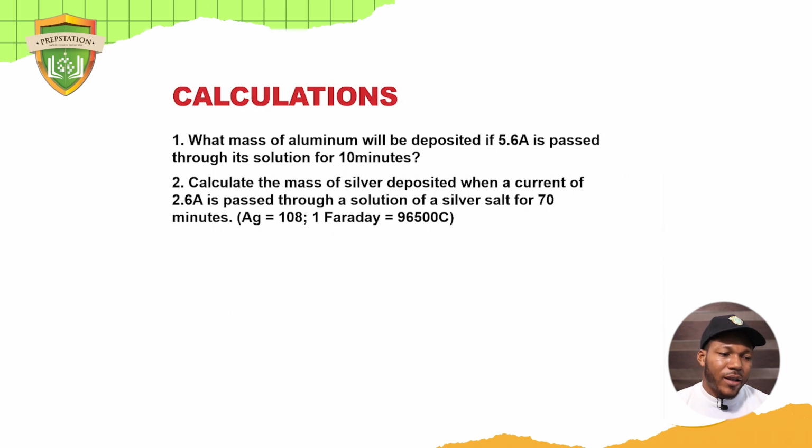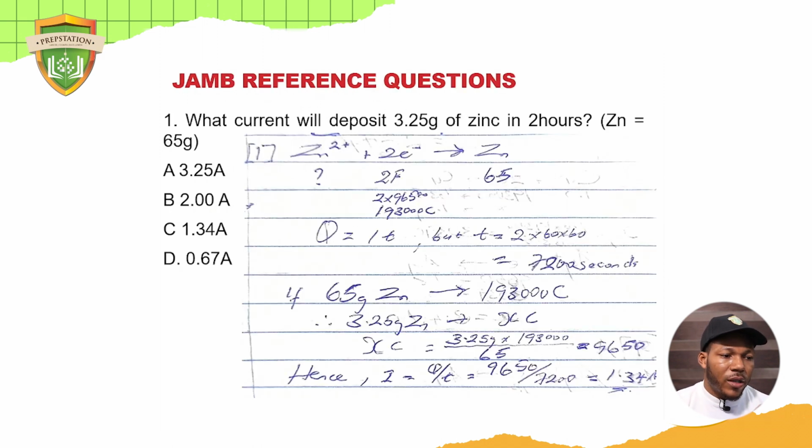This will serve as an assignment after we have solved some past questions. So this, you will do by yourself, when we have finished solving some past questions that have some related questions to this. Now let's look at the first question. These are related JAMB past questions from electrolysis.